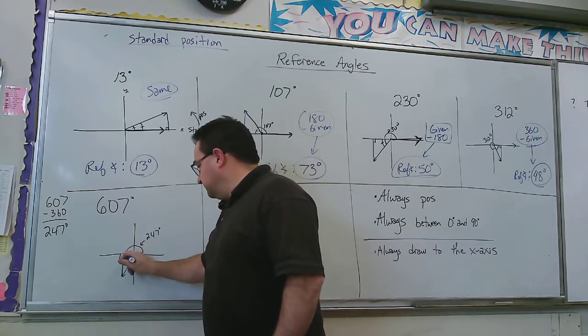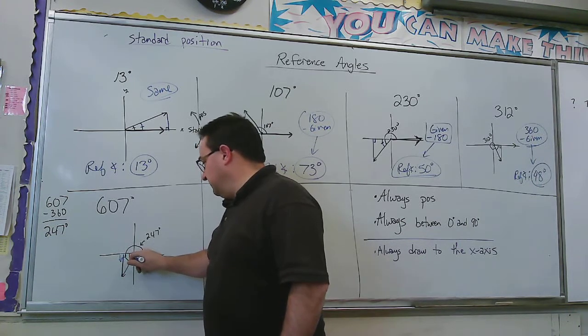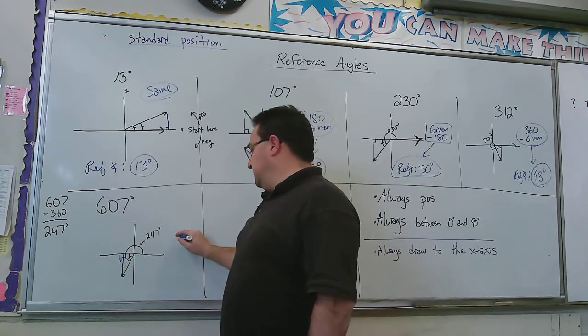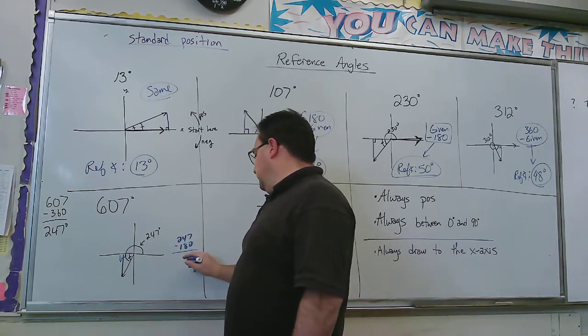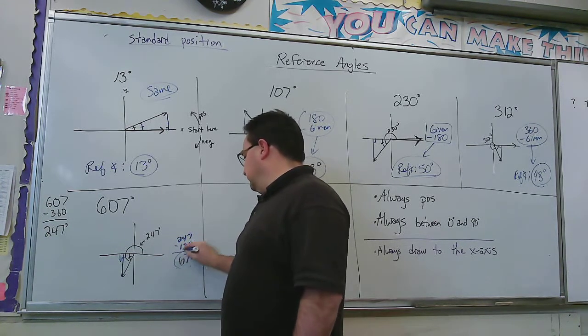And then this, oops, that would be my reference angle. So in this case, it's 247 minus 180, which I believe is 67 degrees.